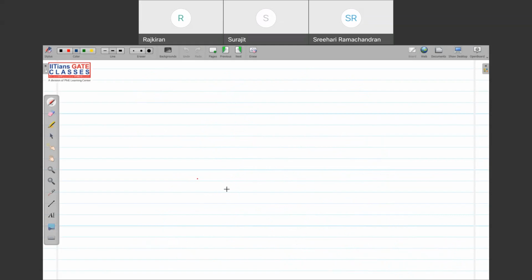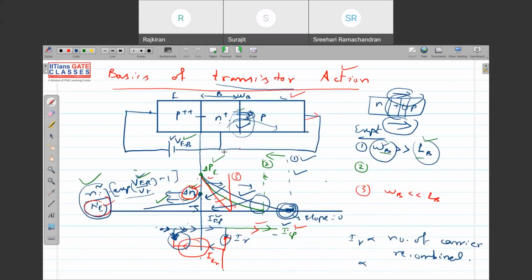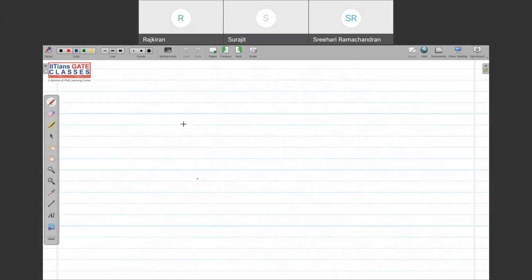Now we will understand what is the effect of collector junction bias. So far we have taken a case where the collector-base junction is zero bias. Now we will take two cases: what will happen when it is forward bias, and what will happen when it is reverse bias.